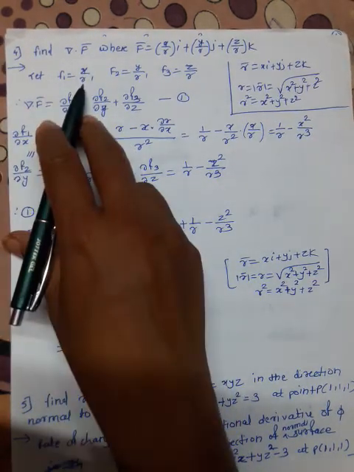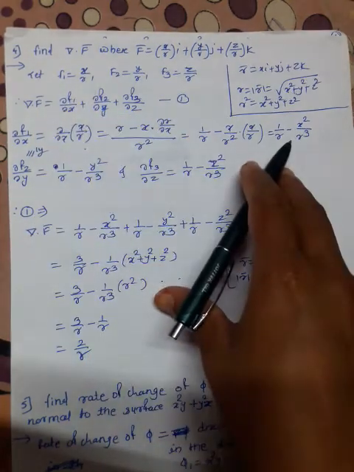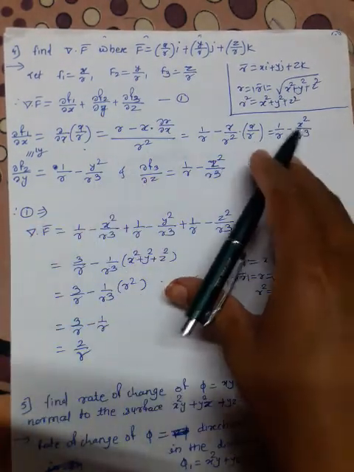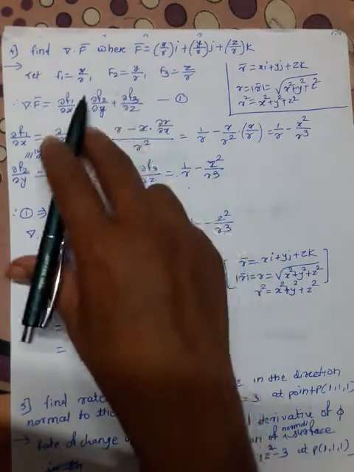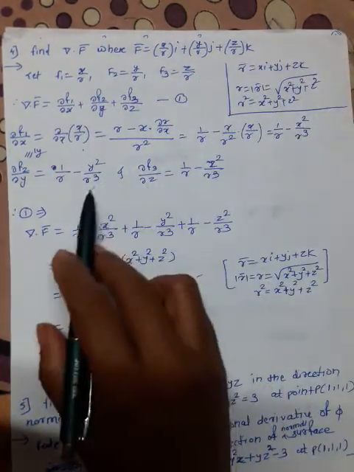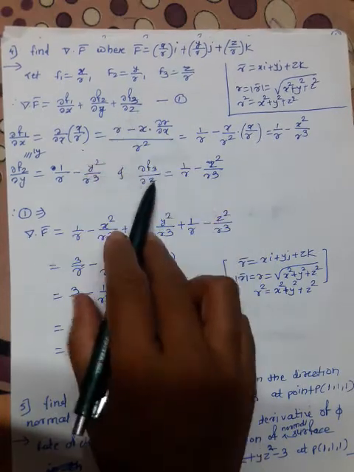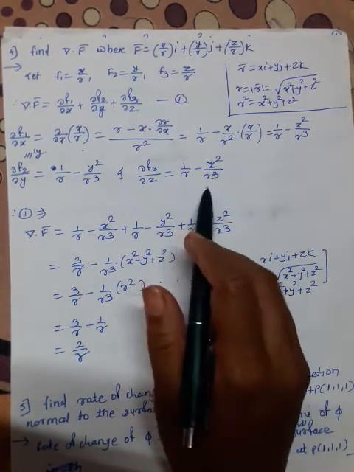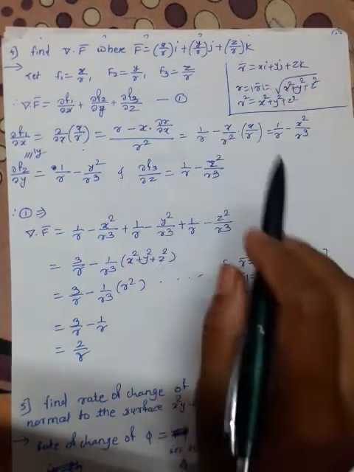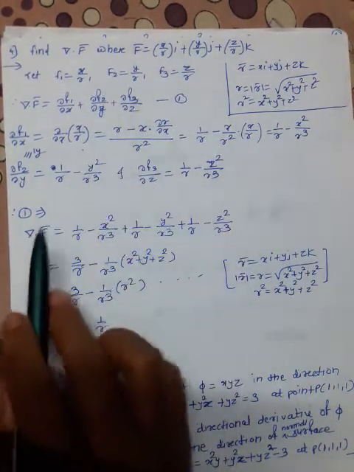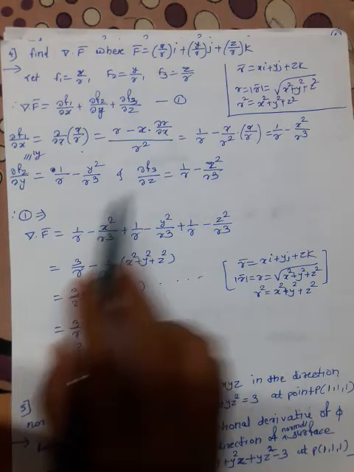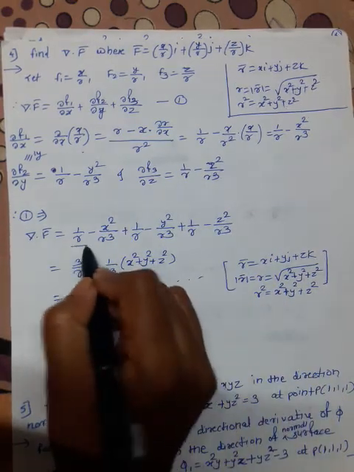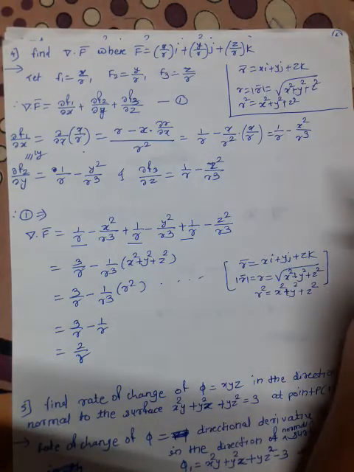If the derivative of f1 with respect to x is this, then for the derivative of f2 with respect to y, just replace x by y, because these three terms are similar to each other. And for the derivative of f3 with respect to z, just replace x by z. Now put these three values in equation 1. We get del dot f bar equal to the addition of all these three, and these three terms are the same: 1 by r, 1 by r, 1 by r.